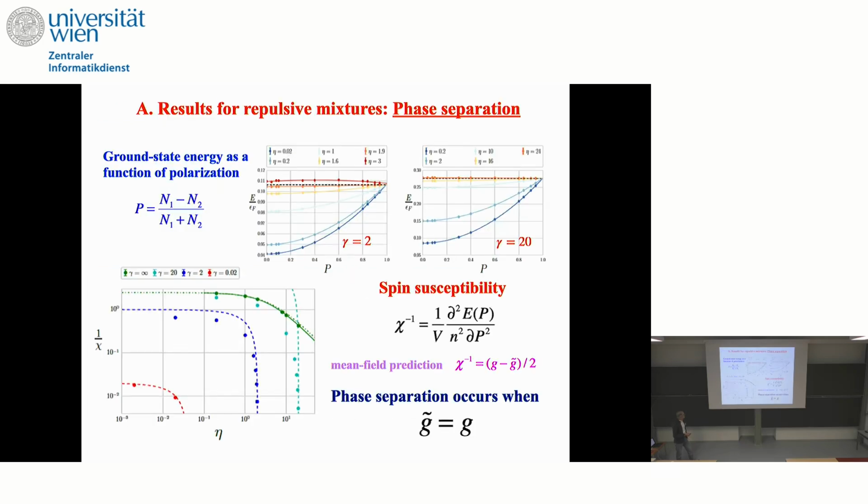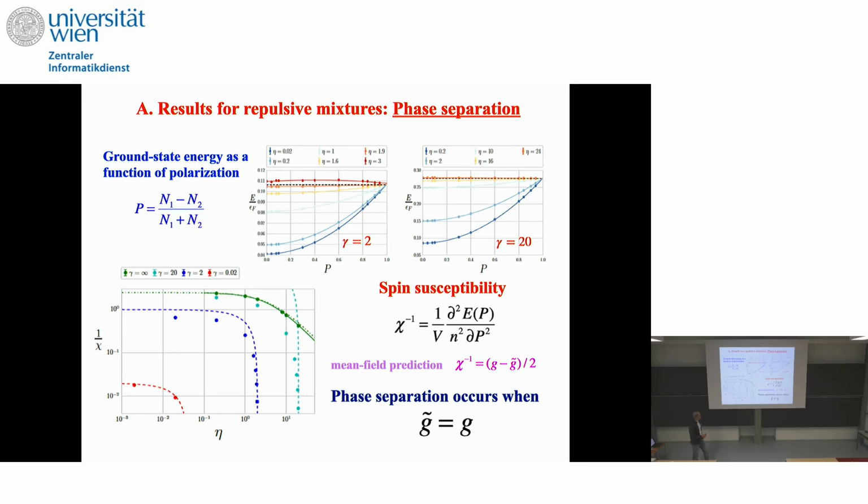And okay, so in the case of repulsive mixtures, so phase separation, here we calculate the energy per particle as a function of polarization. So in our Monte Carlo schema, we can decide how many particles we have in component 1 and component 2. And so we can plot the energy as a function of polarization. And here we do it for two values of gamma and different values of eta, which tells you what is the strength of the repulsion between the two components.